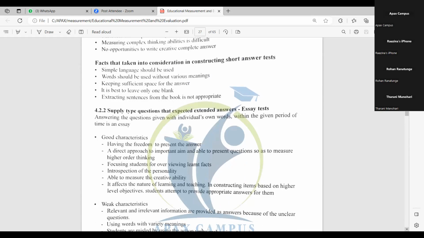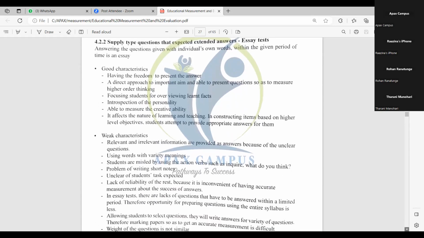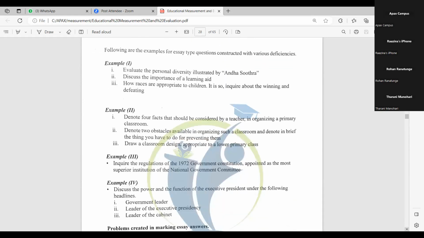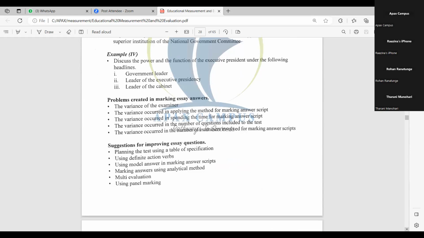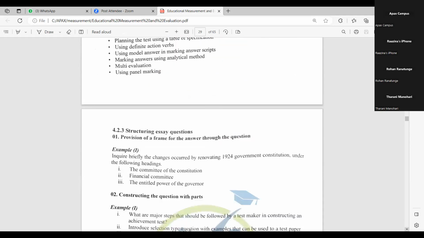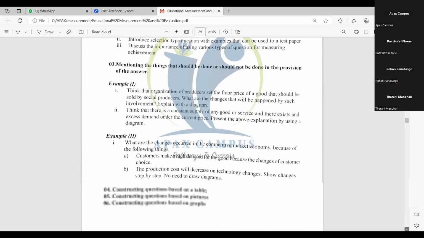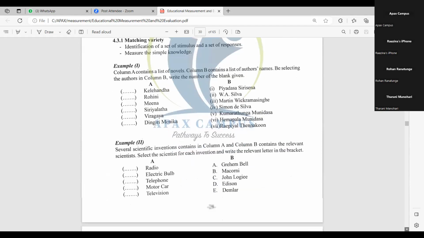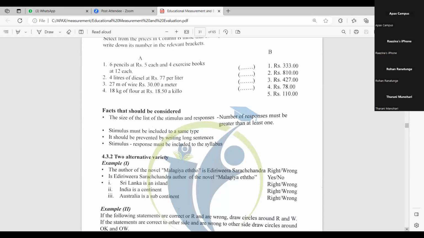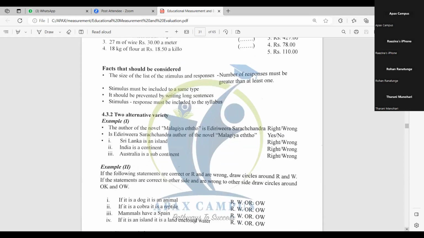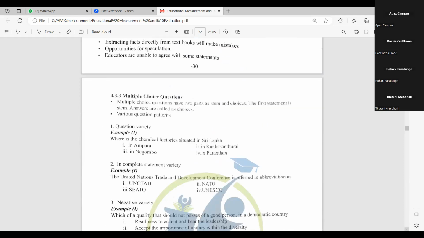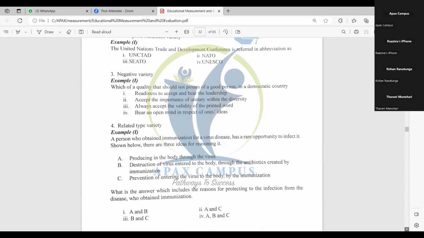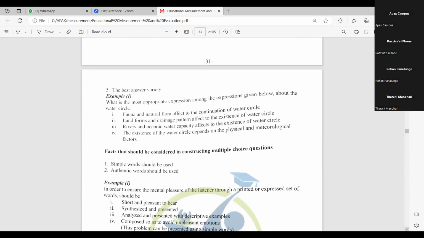Then supply type questions. There are good characteristics and weak characteristics. We saw some examples. You also prepared some test items there. Then the structured essay type questions. In the selection type, including matching variety and the facts that you should consider, two alternative variety, then the multiple choice variety. We discussed 5 types of multiple choice questions.